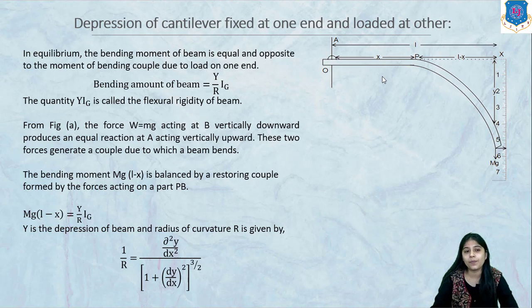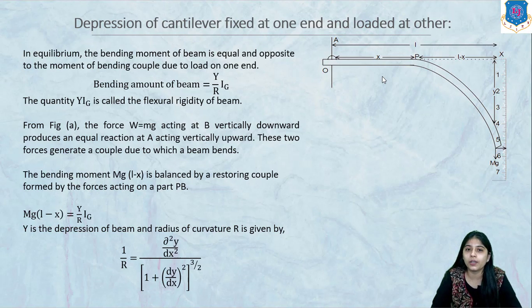Now y is the depression of the beam, Ig is the geometrical moment of inertia, r is the radius of curvature, m is the mass, g is the gravitational constant, mg is the weight, and L is the length of the cantilever. Now the radius of curvature is given by, as you will find in mathematical expressions, 1 upon r equals d squared y upon dx squared, upon 1 plus dy by dx squared raised to 3 by 2.